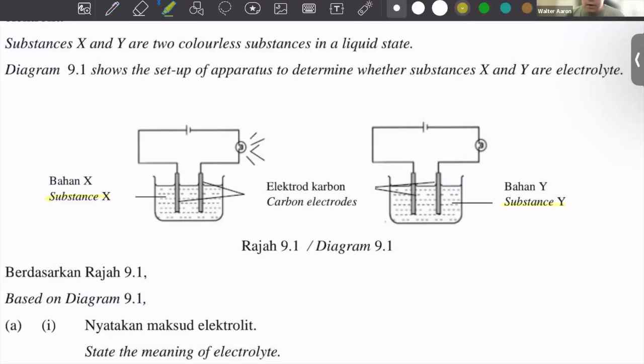If we look at the diagram, you will notice there's a light bulb over here. The light bulb on the left side, for substance X, actually lights up. But substance Y does not conduct electricity, so the light bulb is not lighting up. Which means the circuit is complete on the left side but not on the right side, which tells you that substance X is an electrolyte, but substance Y is not an electrolyte.